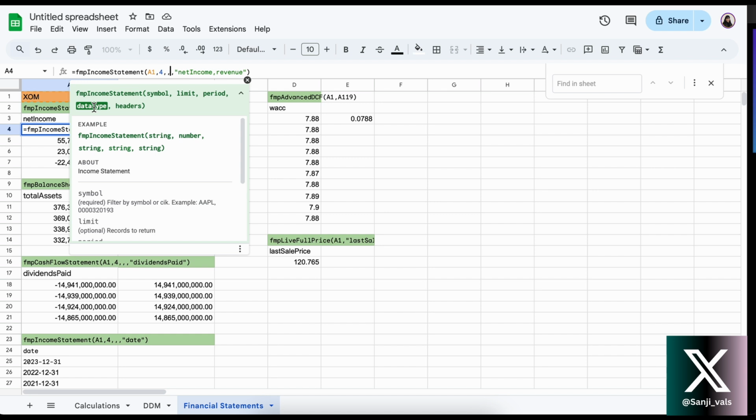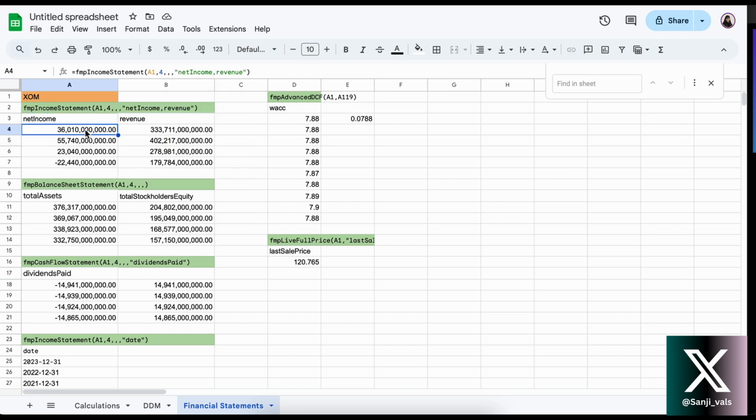Then the data type which you want can be CSV format or JSON format, but I'm leaving it blank because we just need the data to be downloaded in Google Sheets. And then in the headers, if you leave it blank, it will download everything from the income statement, but we just need the net income and the revenue for calculating the DDM model. That's why I'm opening these small brackets over here and just putting net income and revenue, then close the parentheses, hit enter, and it's extracting the financial data for the XOM ticker, or Exxon Mobil.